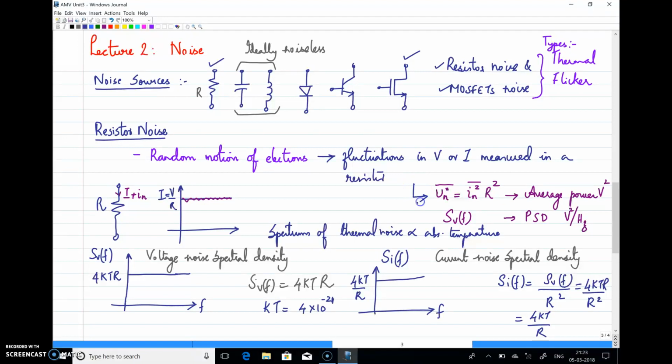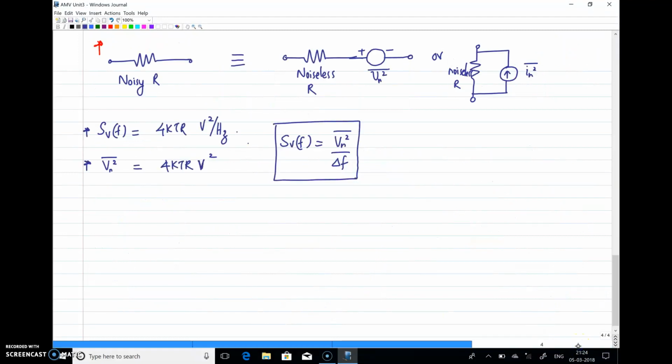Now the average power is expressed using this formula, and the power spectral density is 4 kT R when you express it as voltage noise spectral density, and current noise spectral density is 4 kT by R. The kT value is very important and very useful in solving numericals: 4 into 10 power minus 21. Then how to represent a noisy resistor in Thevenin and Norton equivalent. And finally the two statistical representations, power spectral density as well as average power.